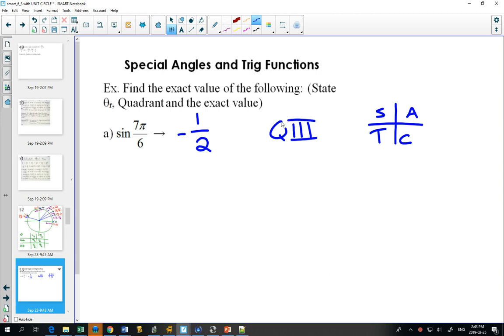You see the angle, you're like, it's part of my pi over 6 family, right? Because it's part of my pi over 6 family, that's basically my reference angle. My reference angle is pi over 6. I know it's in quadrant 3. Sine of pi over 6 is a half, so sine of 7 pi over 6 will be negative a half, because in quadrant 3, sine is negative.